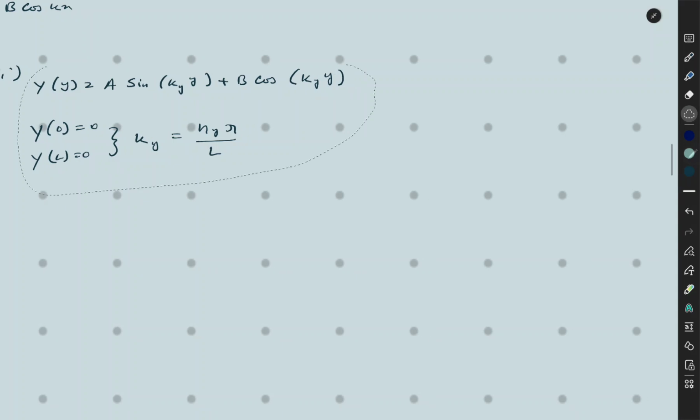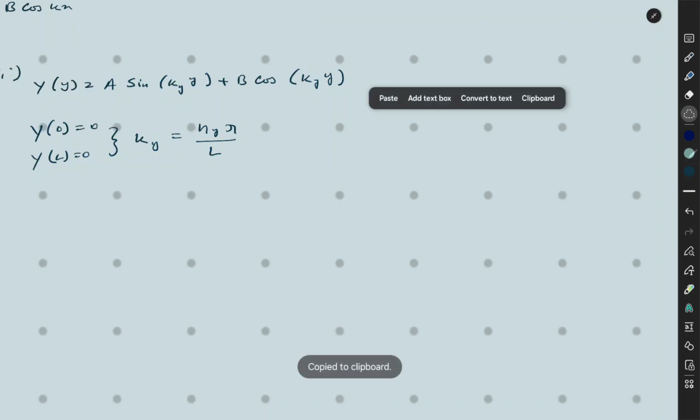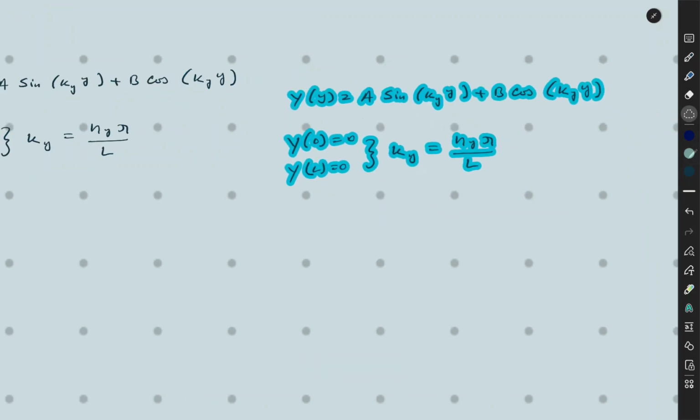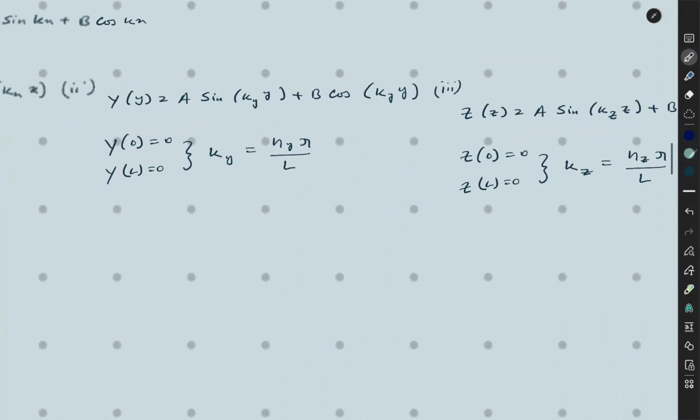After this one, let us just copy and paste it here. So this is the third one. Just we will change these functions to z, and here it will be z, it will be z over here and z here. So this we are getting.